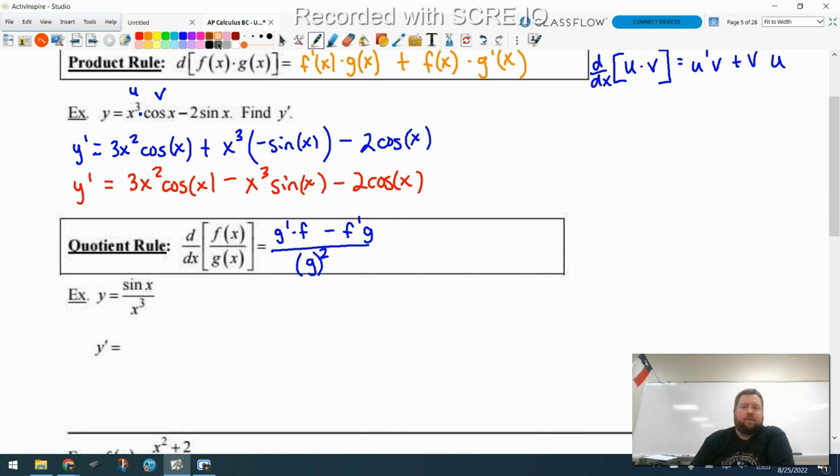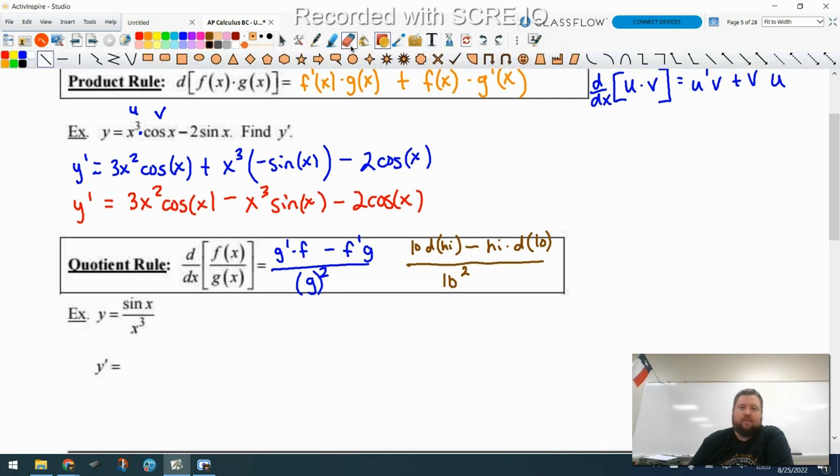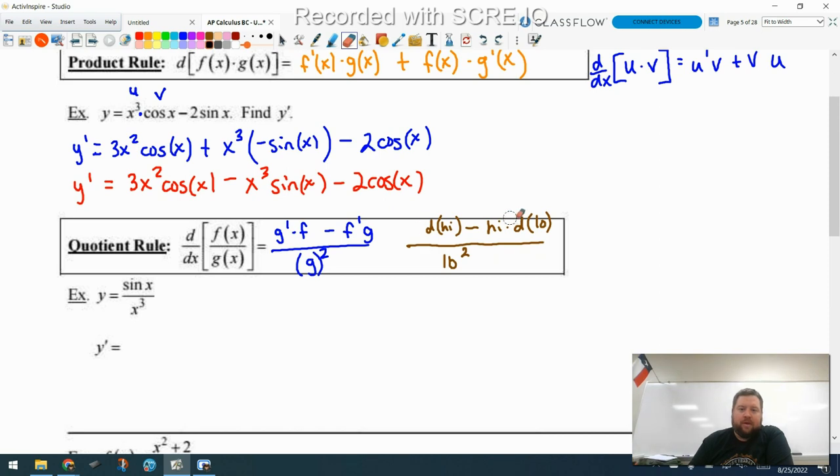All right, we have a little saying to help you remember this one. It's low d high. D high means derivative of the numerator, minus high d low, divided by low squared, or low times low if you prefer. All right, that kind of looks like a 10. Hold on. Let me bust my eraser out here. I'm going to change my L's so they look like L's instead of 1s. All right, so low d high minus high d low divided by low squared.